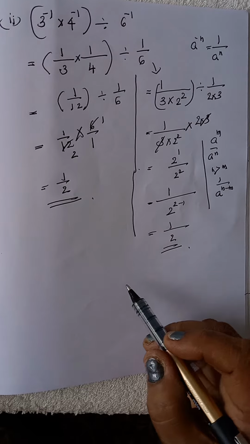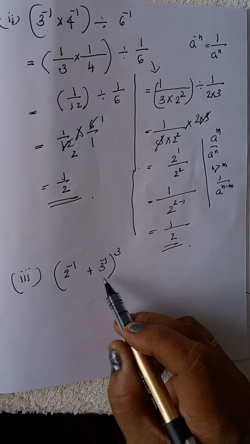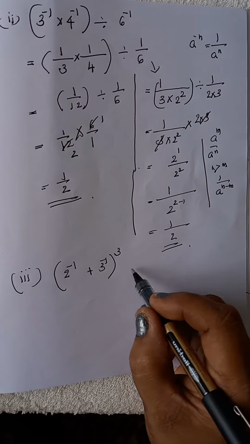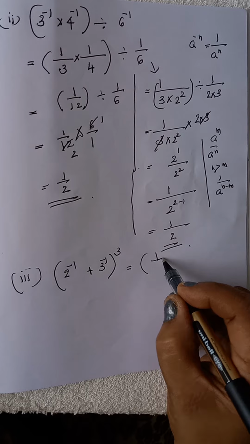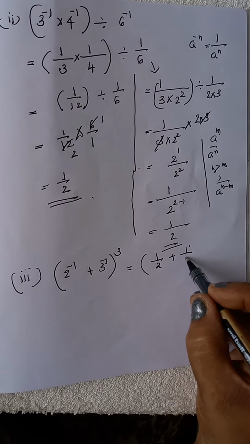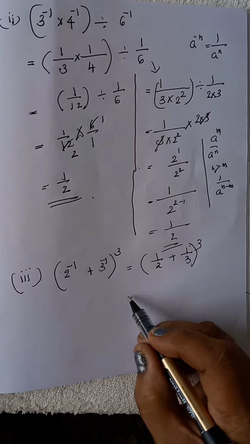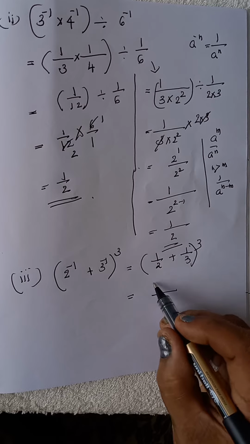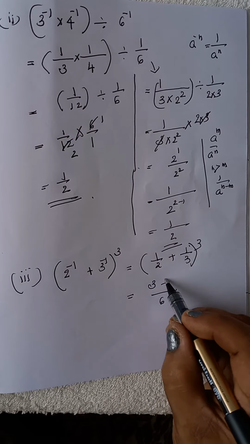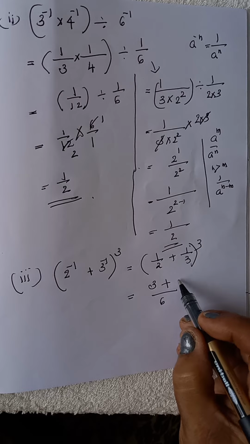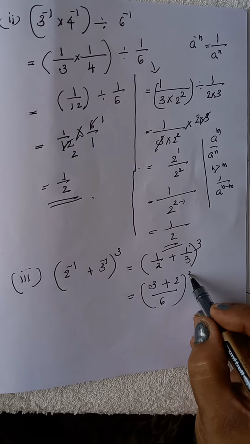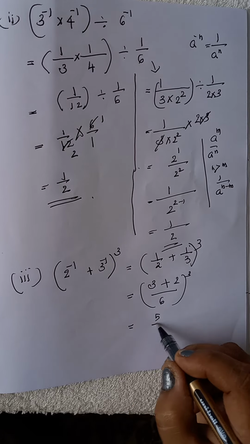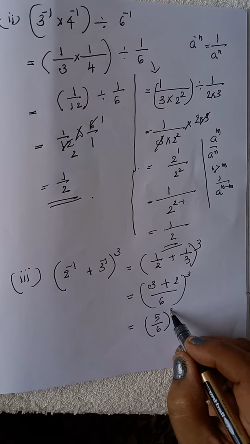Now the next question is 2 raised to minus 1 plus 3 raised to minus 1, whole raised to 3. Now this is equal to 1 by 2 plus 1 by 3, whole raised to 3. Here you can take the LCM of 2 and 3 as 6. 6 by 2 is 3, 3 into 1 is 3, plus 6 by 3 is 2, 2 into 1 is 2. Then that whole raised to 3. Now this is equal to 3 plus 2 is 5, 5 by 6 whole raised to 3.